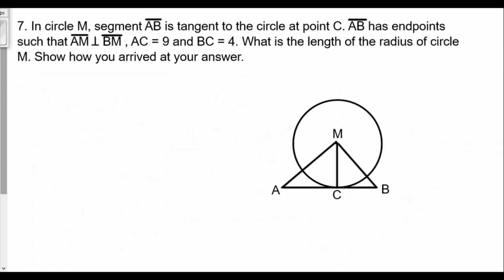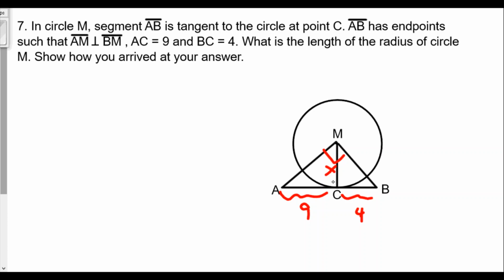Number 7. This is the last one we have here for the homework assignment. In circle M, segment AB is tangent to the circle at point C. So C is the point of tangency. AB has endpoints such that AM is perpendicular to BM. Well, that gives us a right angle, because perpendicular lines form right angles. AC is 9 and BC is 4. And we want to find the measure of the radius, and that would be the same measure as MC.